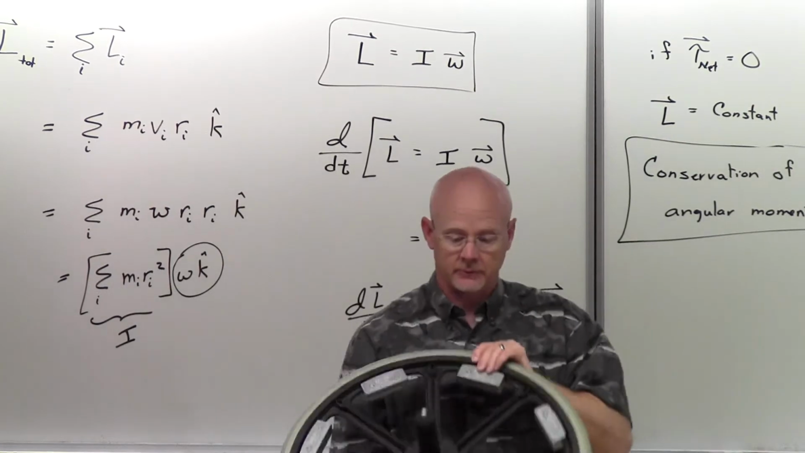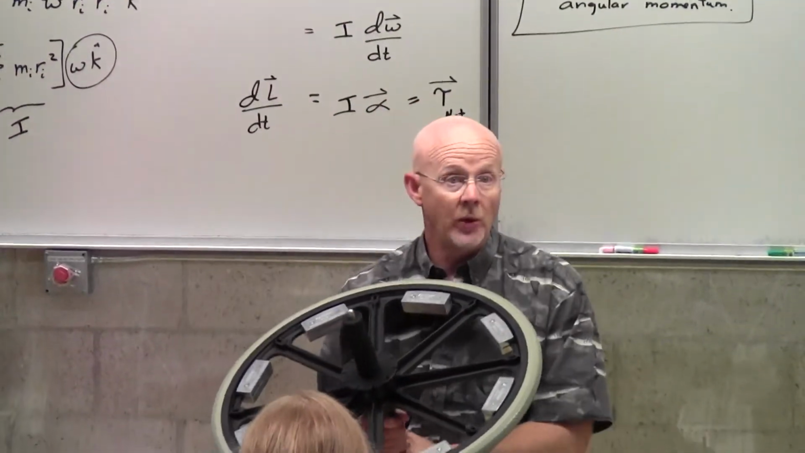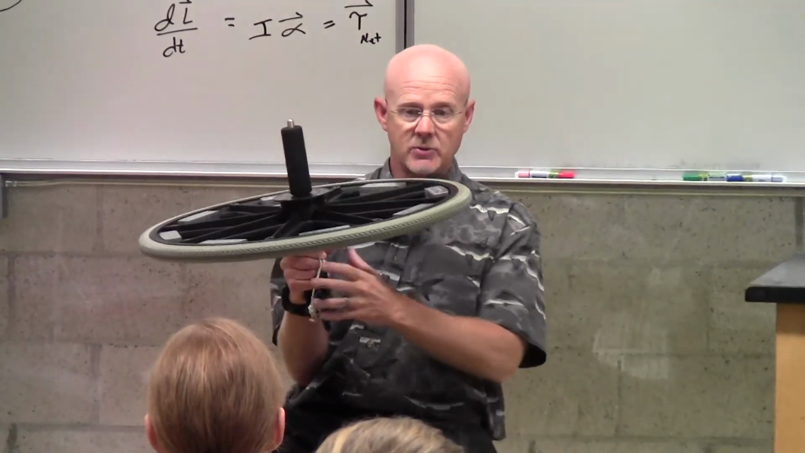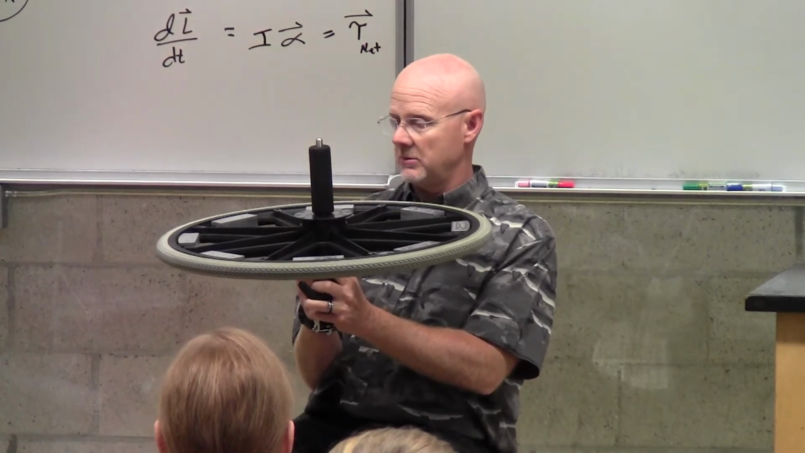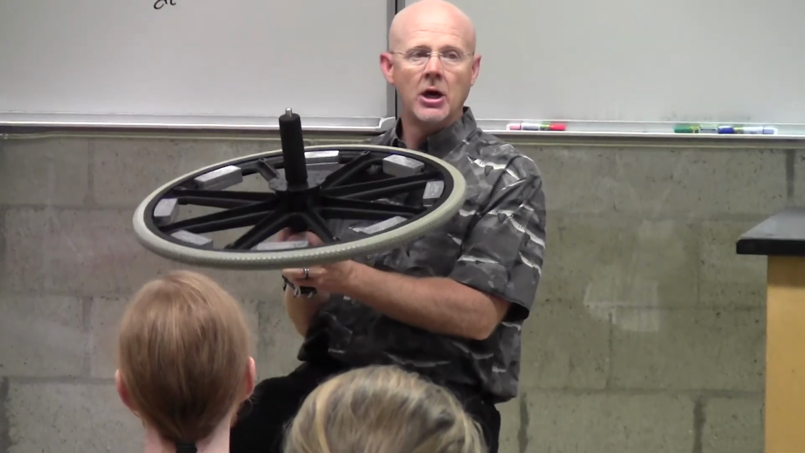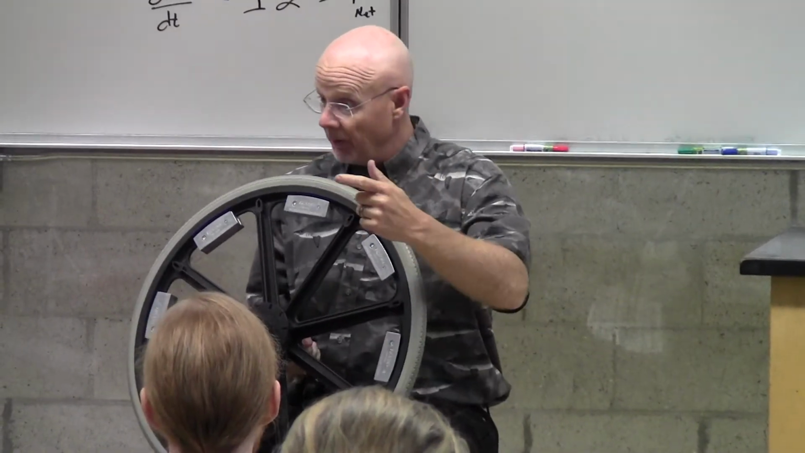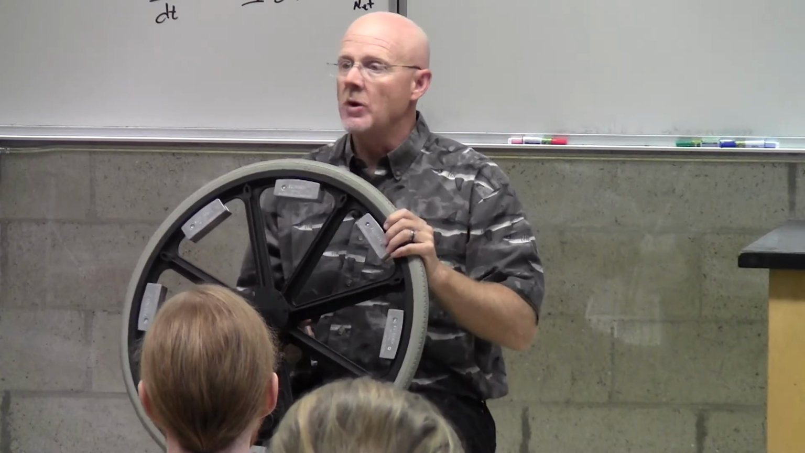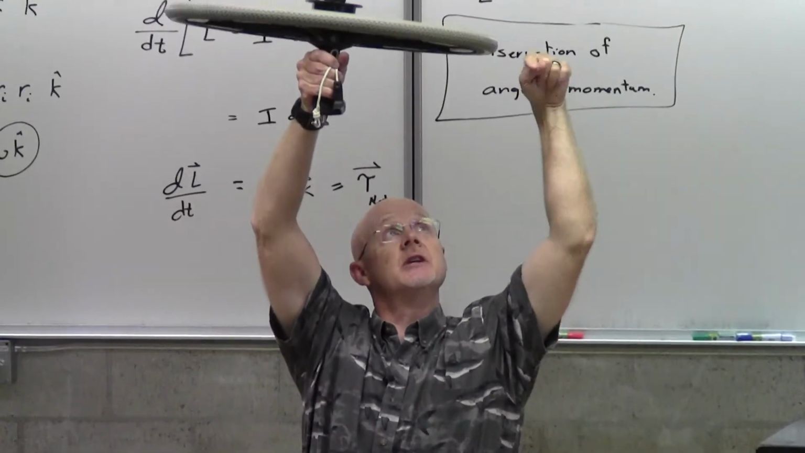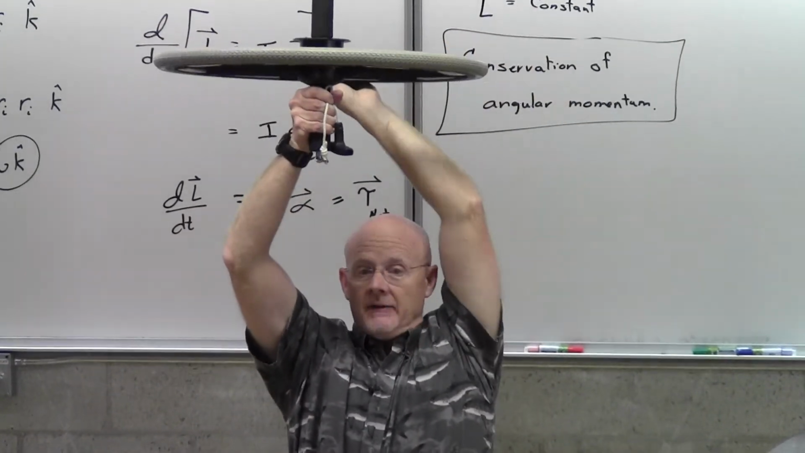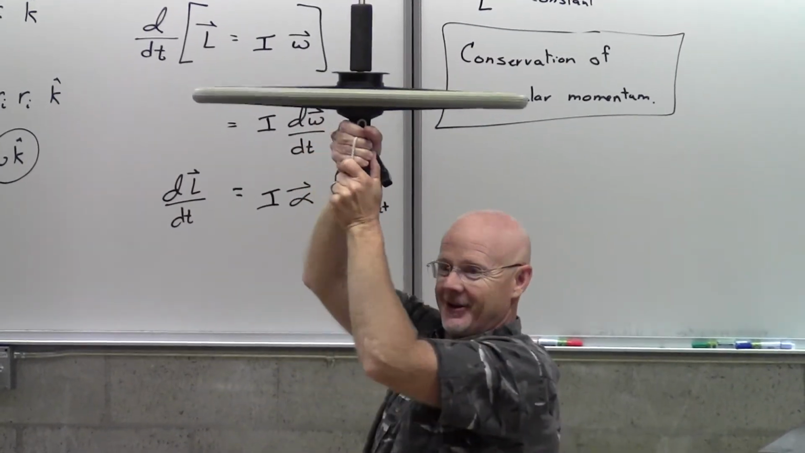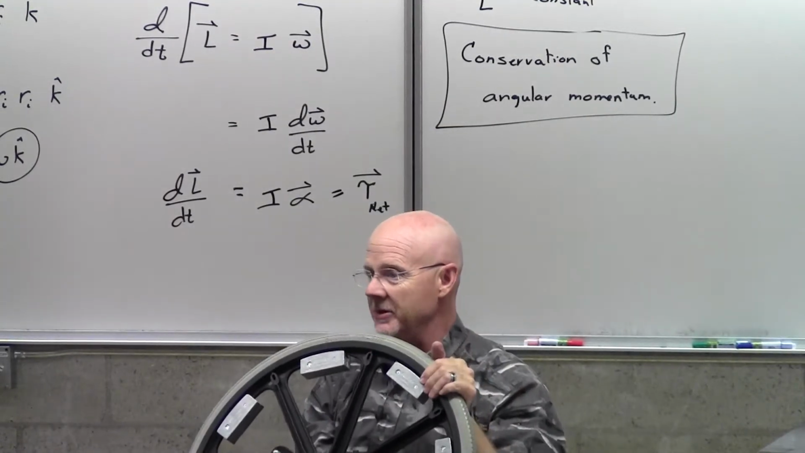Here's a fun one. What if I were just to take a wheel that can rotate, and then me, who can rotate? Right now, neither one of us is rotating, all right? So our angular momentum is 0, and it should stay at 0. So what do you think would happen if I hold it up above my head and push it this way? Viewed from above, it would be clockwise. What happens to me? I go counterclockwise, right?